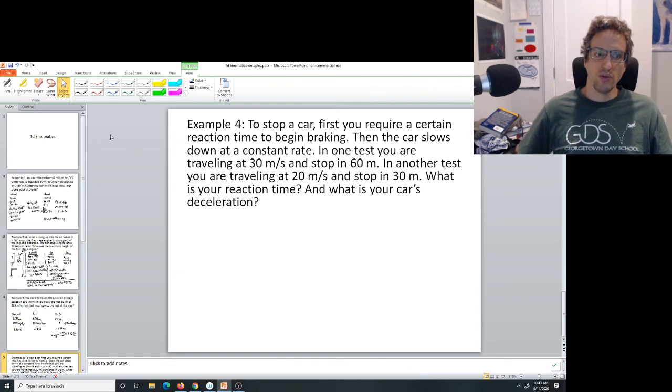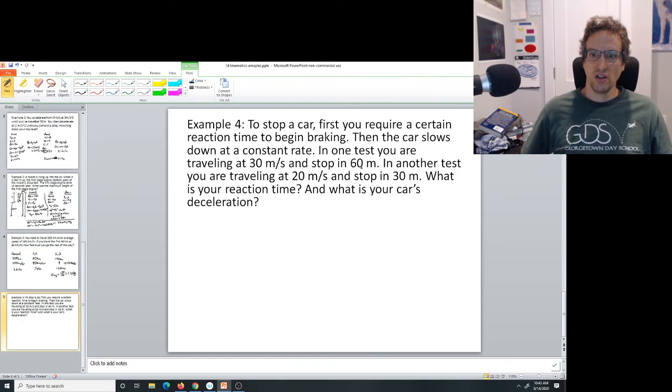So first off, let's start with what this 60 meters is. 60 meters is equal to the change in x while you're reacting, so I'll call it reacting time, plus the change in x while you're braking. And this is trial one for both of those. And we have 30 is equal to change in x reaction, trial 2, plus change in x braking, trial 2. That doesn't seem that helpful to start.